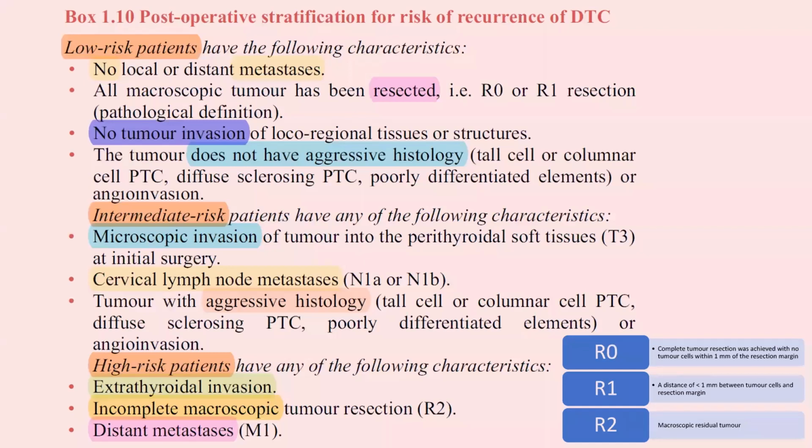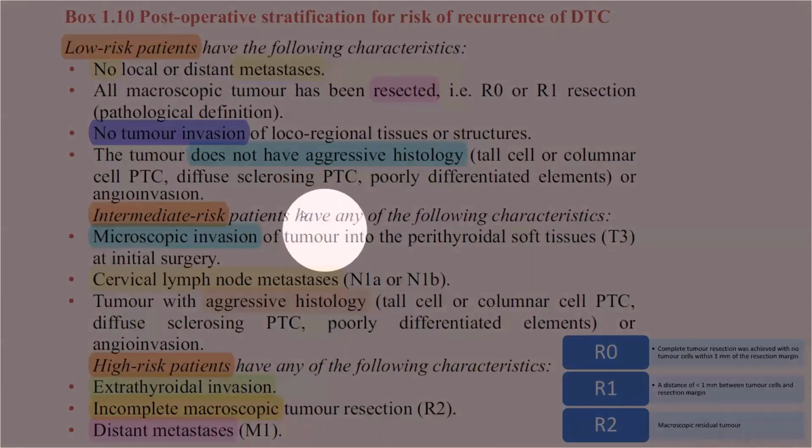So, low risk means no local or distant metastasis, all macroscopic tumor has been resected, no tumor invasion, and the tumor does not have aggressive histology. What do we mean by aggressive histology? Tall cell or columnar cell, as I mentioned, in papillary thyroid carcinoma, diffuse sclerosing papillary thyroid carcinoma, poorly differentiated elements, or angioinvasion. This is lower risk. What about the high risk? In high risk, the patient has the following criteria: extrathyroidal invasion, incomplete macroscopic tumor resection R2, or distant metastasis. This is high risk.